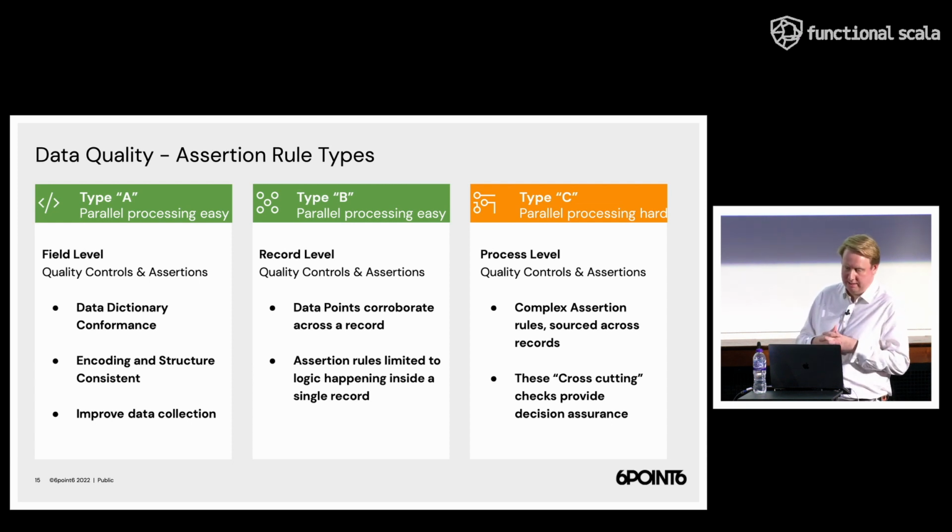And that means you can do things like data dictionary conformance. So the rule is this should be in this data, this should be in this postcode, or this should be in this piece of reference data, or it should look like this, right?